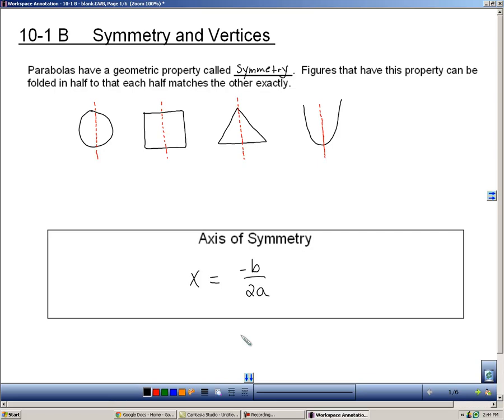Now, what you might be asking yourselves is, where do you get this b and this a? Well, remember that a quadratic equation has this general form: ax squared plus bx plus c. So if you have a quadratic that looks like that, you can take the b, which is the coefficient of the middle term, and the a, which is the coefficient of the first term, plug them into this, and this will help you find the equation for your axis of symmetry.